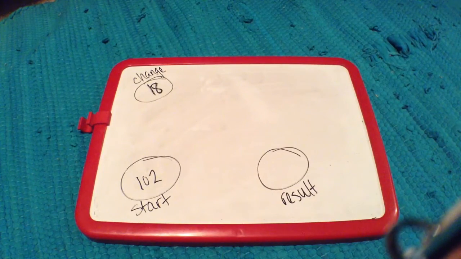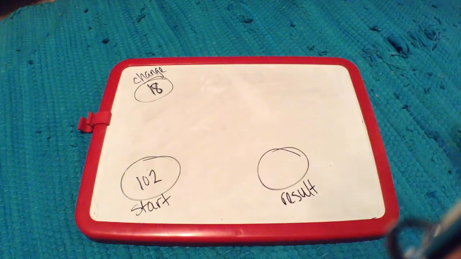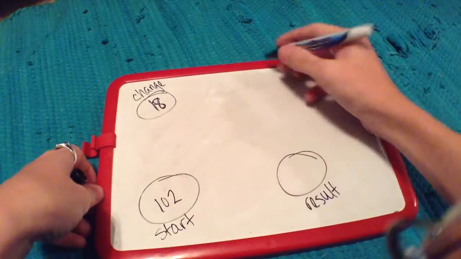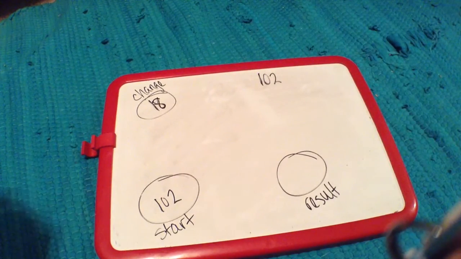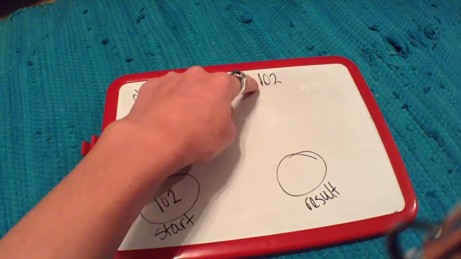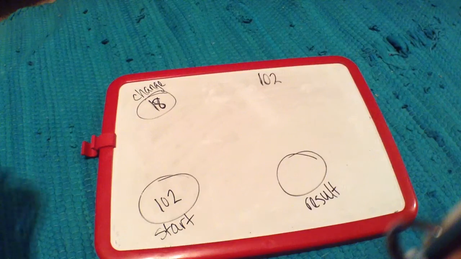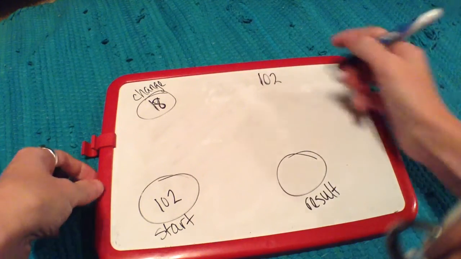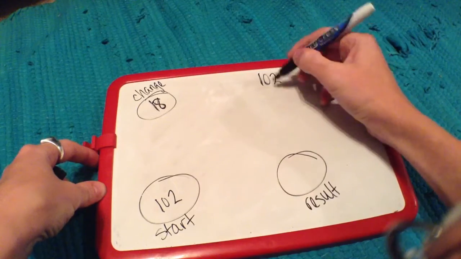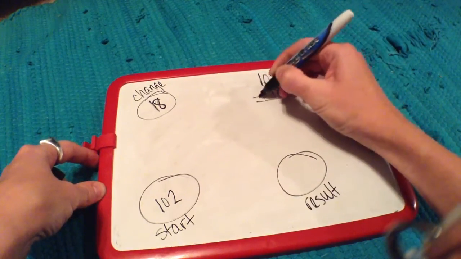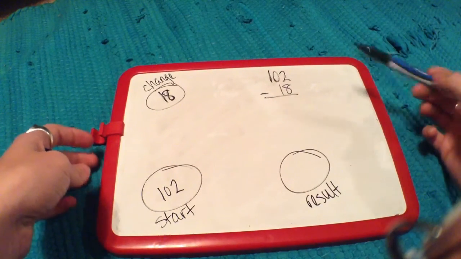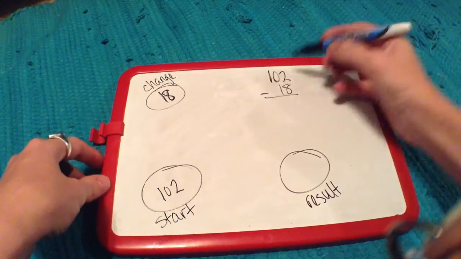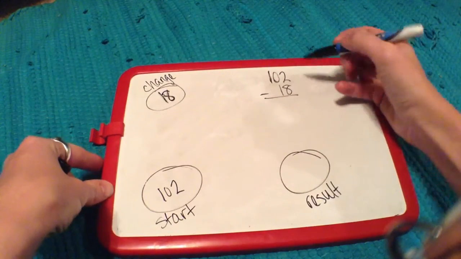Now, to get our result, she had 102 beads. She lost them, so she no longer has them. So we're going to have to take that away from how many she began with. And usually when you hear take away, you think subtraction. So 102, take away 18 of those beads. Now in the first D&E, I used the base 10 blocks to show this. But here we're just going to do the regular subtraction.